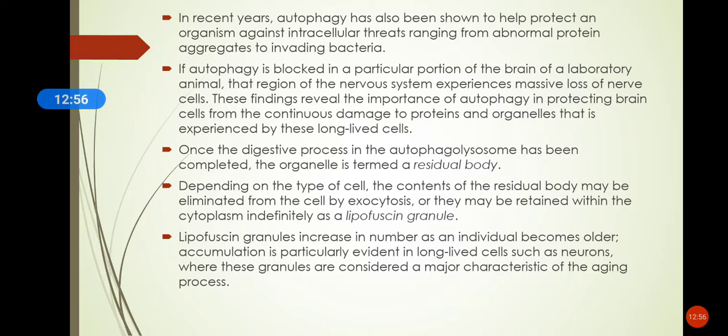So autophagy also protects brain cells from continuous damage to proteins and organelles that is experienced by long-lived cells, because brain cells are long-lived cells. They do not undergo cell death. So in that case, autophagy protects them. By this autophagy, they are protected from continuous damage to proteins and cellular organelles. So it is also very important in protecting the brain cells.